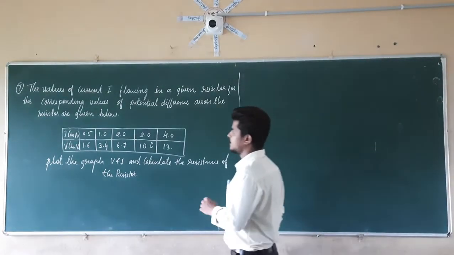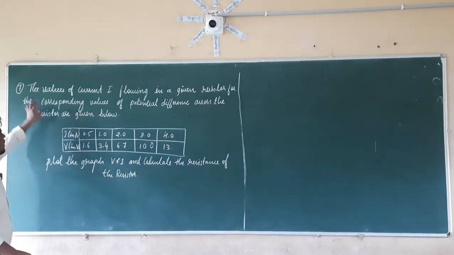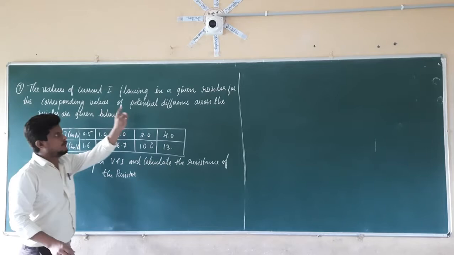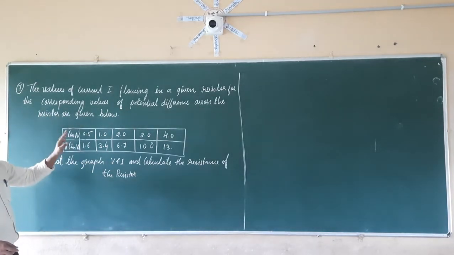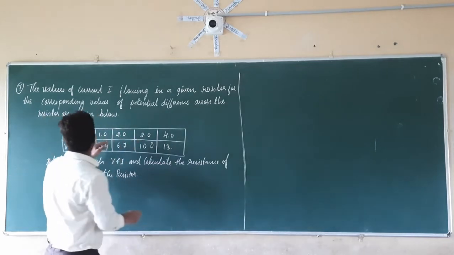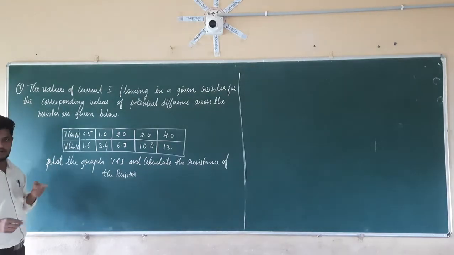Now let us consider the seventh question in your exercise. So what is the question here? The values of current I flowing in a given resistor for the corresponding values of potential difference across the resistors are given below. So they are given the current value as well as voltage value.